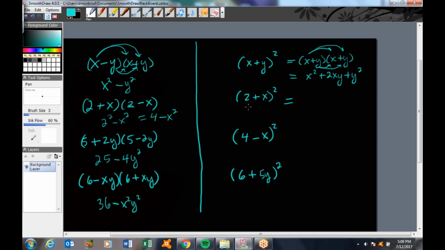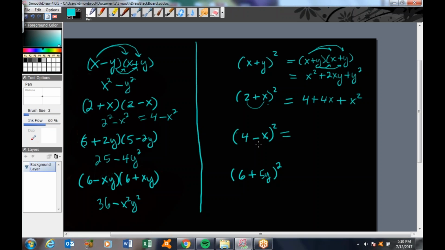So for instance, in this next one, I'm going to get a 2 squared, which is a 4, and I'm going to get an x squared. The 2 squared and the x squared, they show up. The middle term will be the 2 times the x, but doubled. Just like over here, x times y, but doubled. So 2 times x is 2x, but when you double it, you get a 4x. And that would be our expression there.